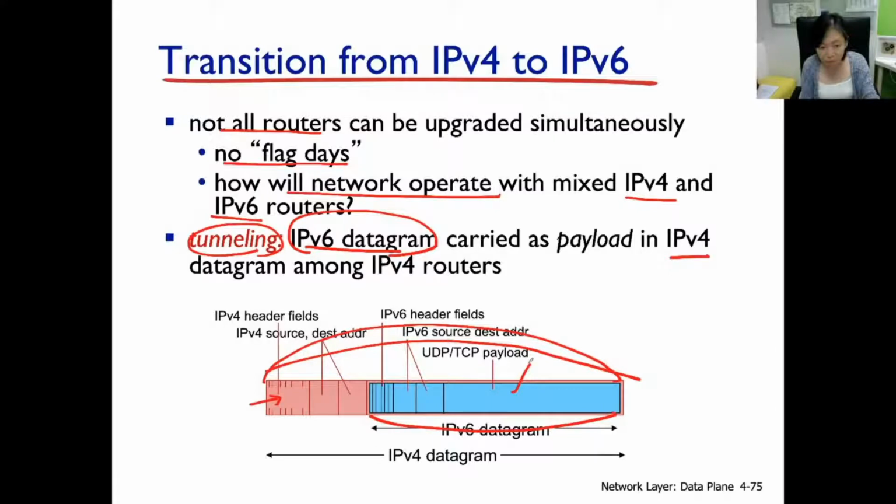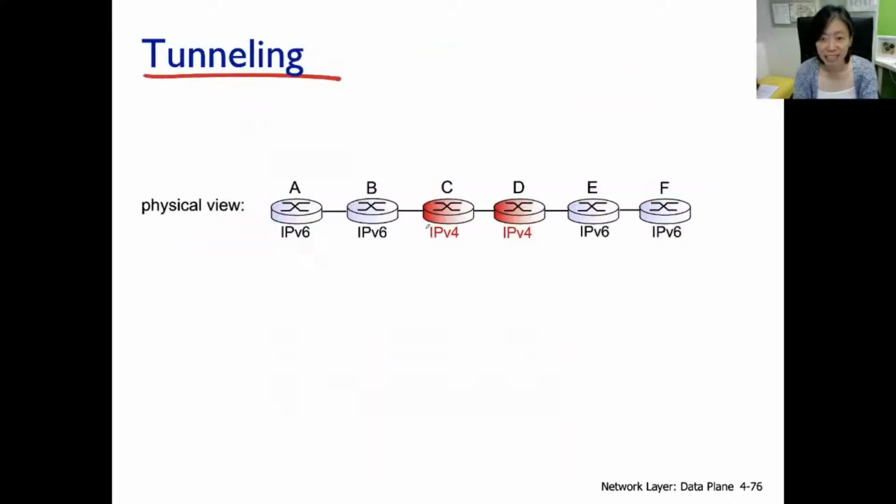We'll take a look at an animation. Allow me to illustrate. So in the scenario, we have an IPv6 space to the left and another IPv6 space to the right. I suppose we have data we want to send from A to F. Both of them, version 6, should be able to send data to each other. Now the problem is this.